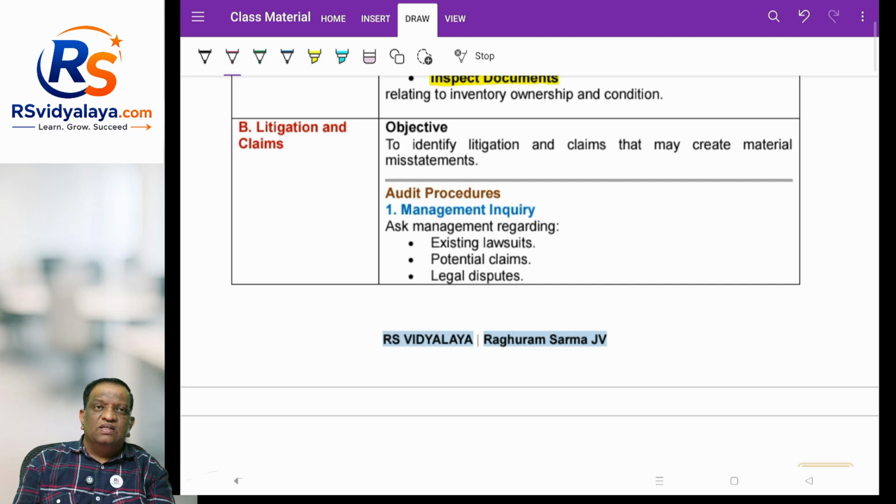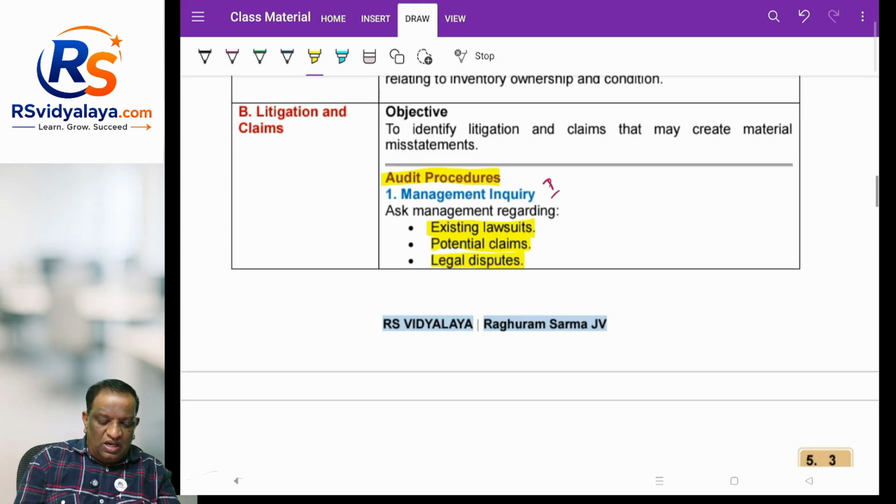But the question is, how is it possible for the auditor to know all the litigations? Is it practically possible? If the management communicates, it's all right. But what if the management does not communicate? That is where we discuss the audit procedures: what an auditor should do. Point 1, a simple step: inquire with the management regarding existing lawsuits, that is, the current cases, and potential claims, the claims they intend to make, and the legal disputes around them.